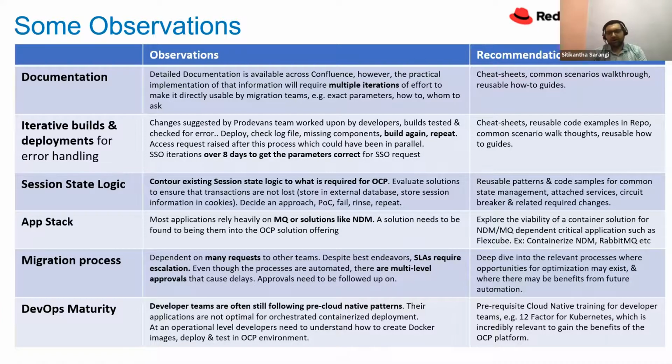Yeah, so we can say that the transformation of a legacy or monolithic application is not that easy.